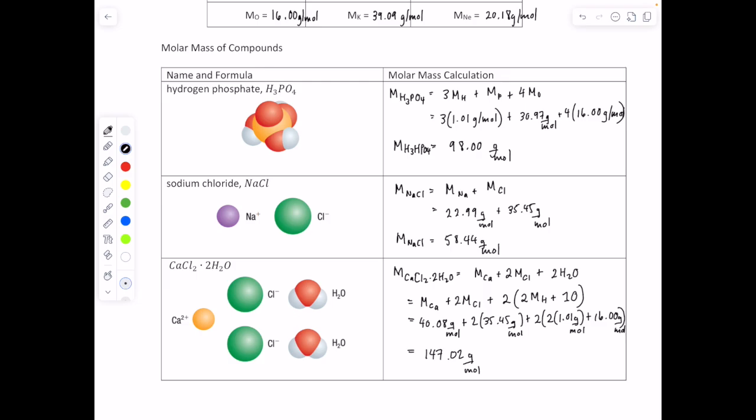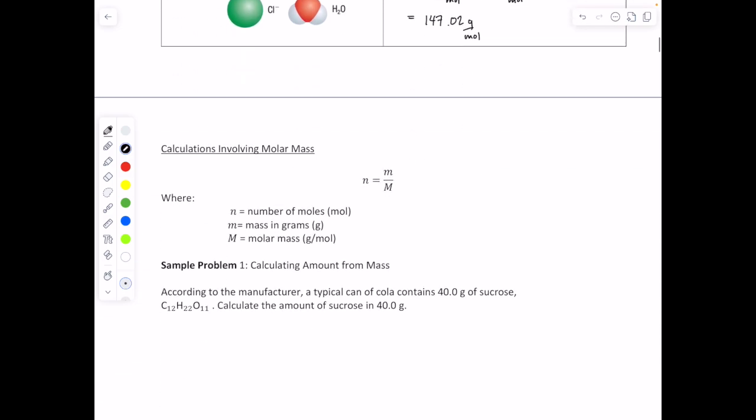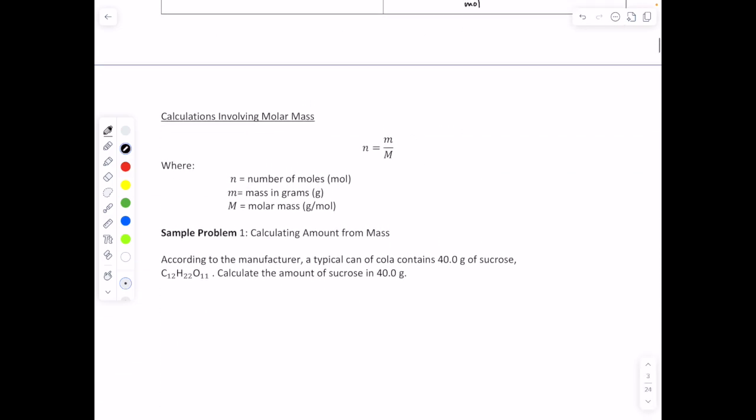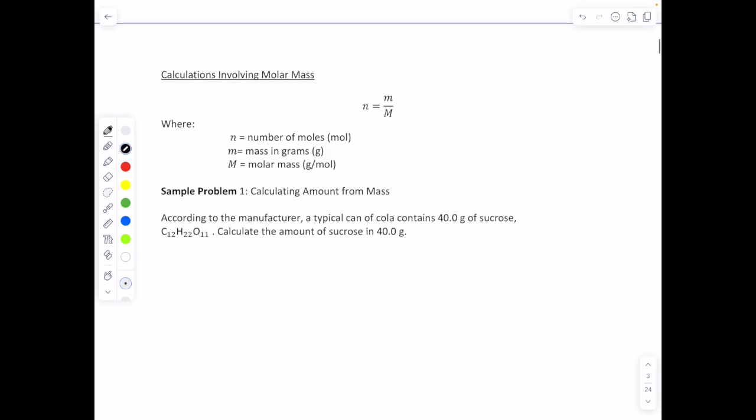Now we can do calculations involving molar mass. The number of moles is equal to mass divided by molar mass, where n equals the number of moles, lowercase m is the mass in grams, and capital M is the molar mass in grams per mole.